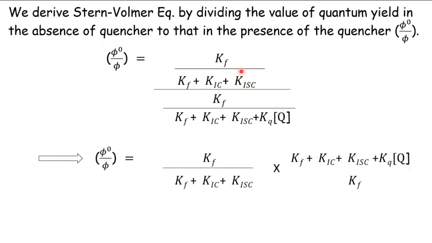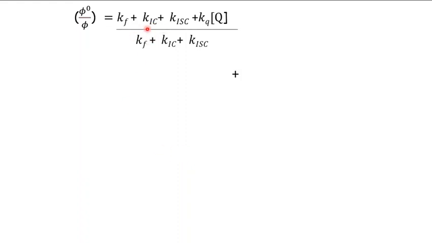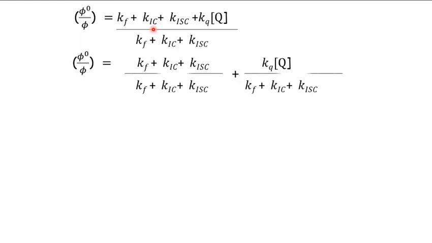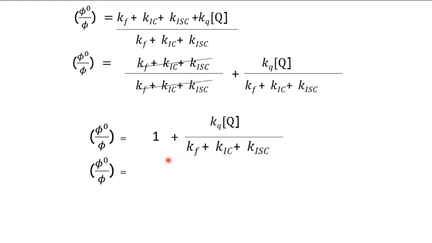Now we will write the numerator and multiply it with the reciprocal of the denominator. That's what I have done here. This Kf and Kf cancel, and we are left with this. So what we'll do is split this equation, Kf plus Kic plus Kisc divided by this, plus KQ[Q] divided by this. This and this cancel, and it becomes 1. So the final equation will be 1 plus this portion.